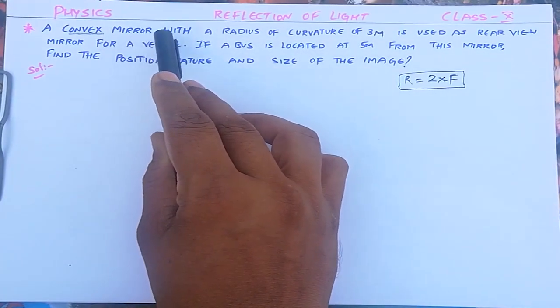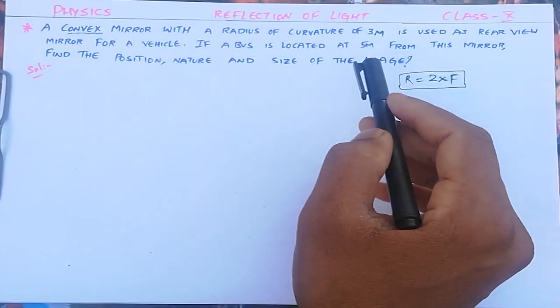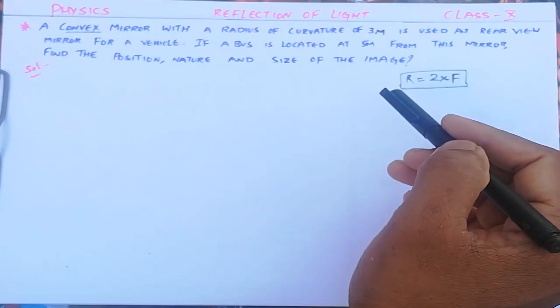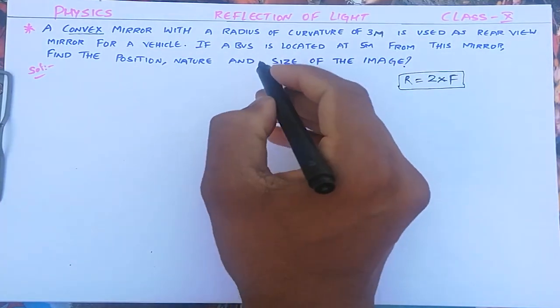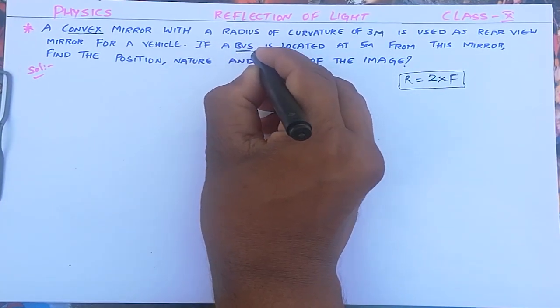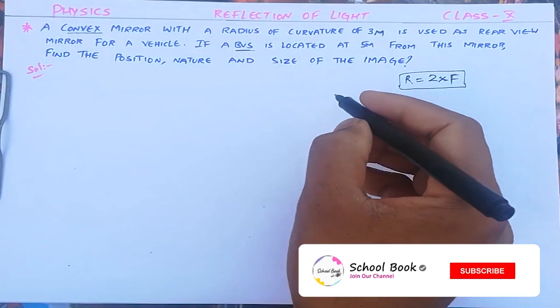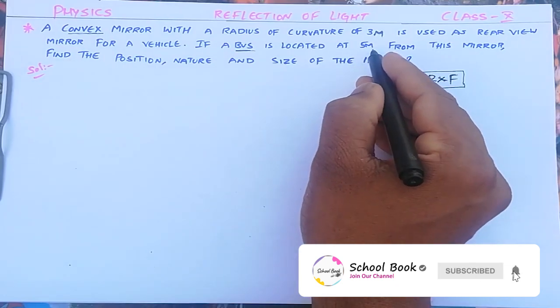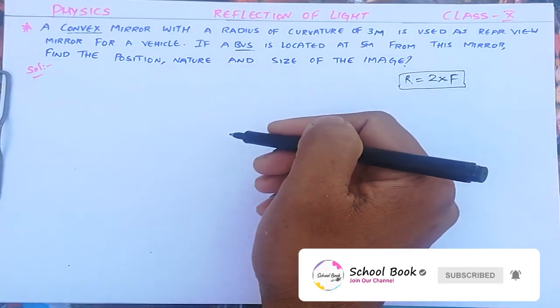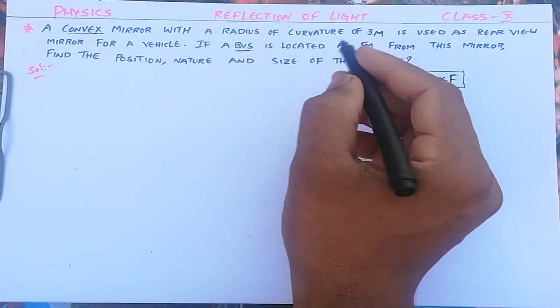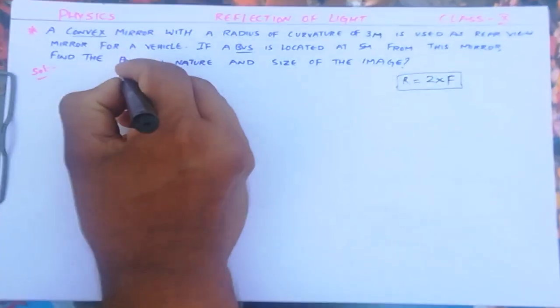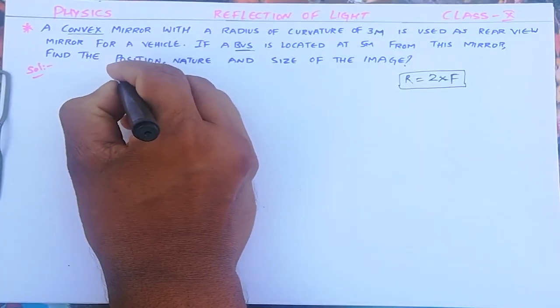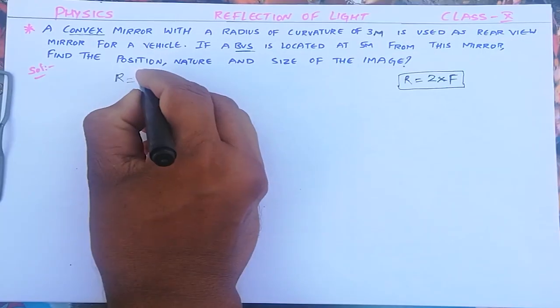Okay, convex mirror used as a rear view mirror of a vehicle, given as bus. We need to consider the bus as an object. So object distance is 5 meters away from the mirror. Radius of curvature is 3 meters. That means R value, radius of curvature R equal to 3 meters.